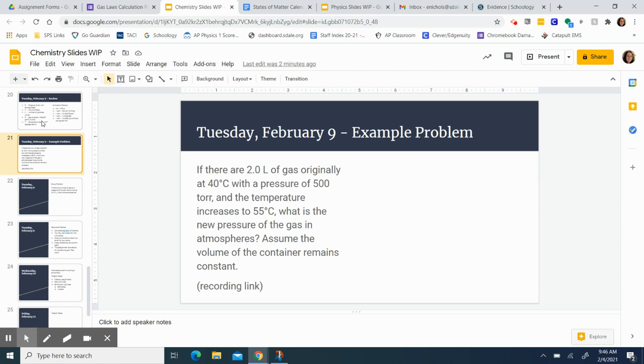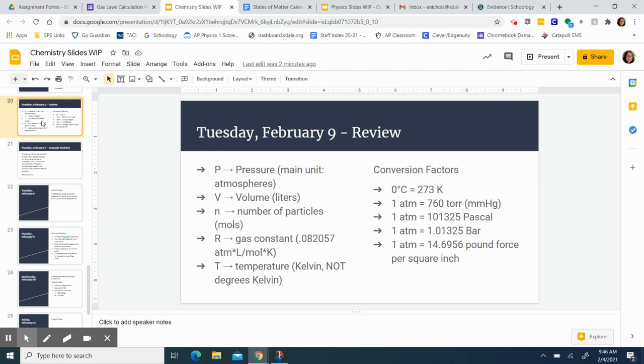Since it mentions torr and then it mentions atmospheres, we need to know the conversion. So we need to remember that 760 torr is the same thing as 1 atmosphere. We also are going to have to convert from degrees Celsius to Kelvin, and remember, 273 Kelvin is the same thing as 0 degrees Celsius. And it's on the same scale. So if I go up 1 degree Celsius, then I go up 1 Kelvin.